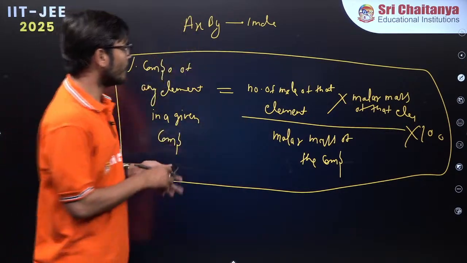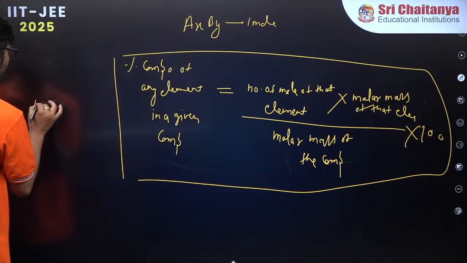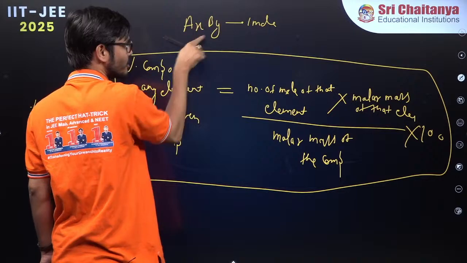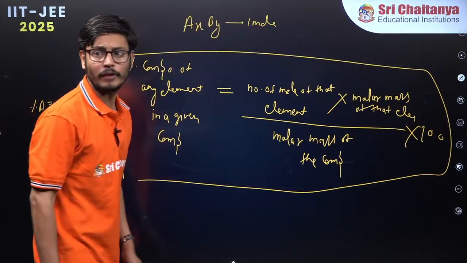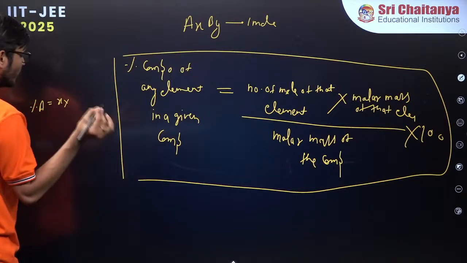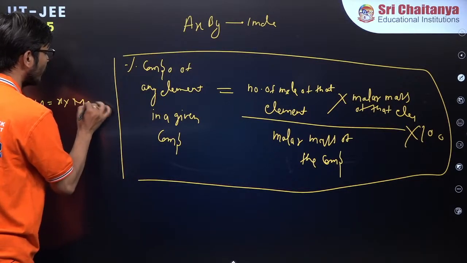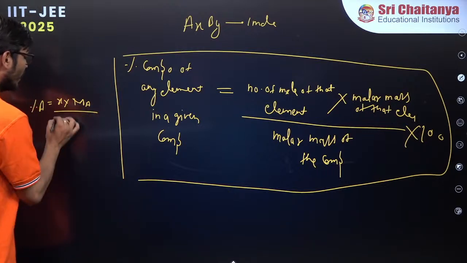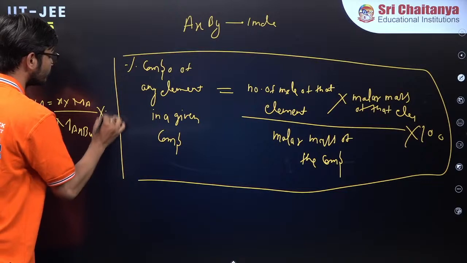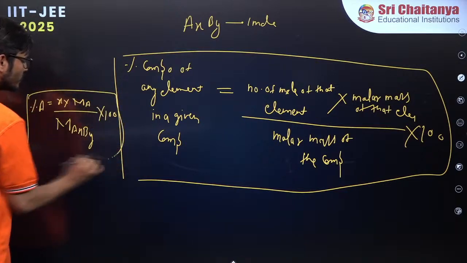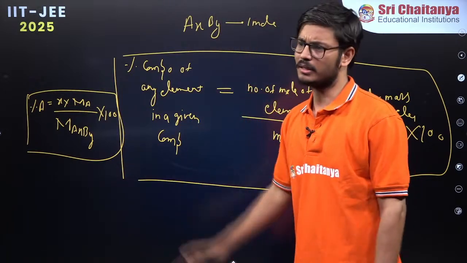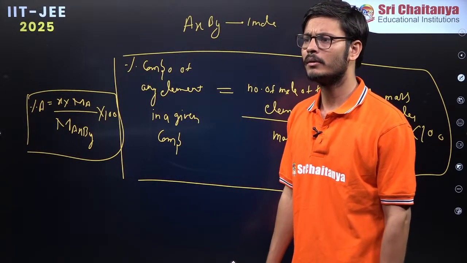For example, if you write the percentage for A, the percentage of A will be, for 1 mole of the compound, X moles of A, X into 1. So this will be X mole into the molar mass of A, divided by the molar mass of AxBy, into 100. So this is the percentage of A. I hope everybody has understood what percentage composition is. Is it clear to everyone?